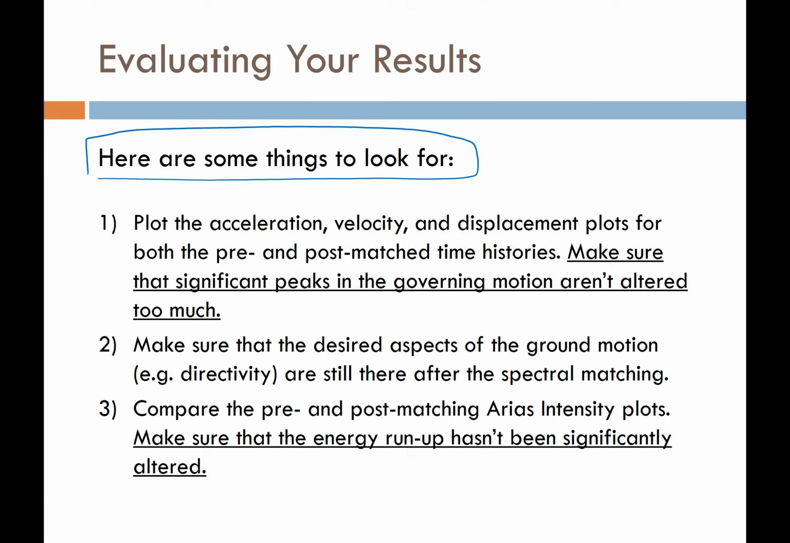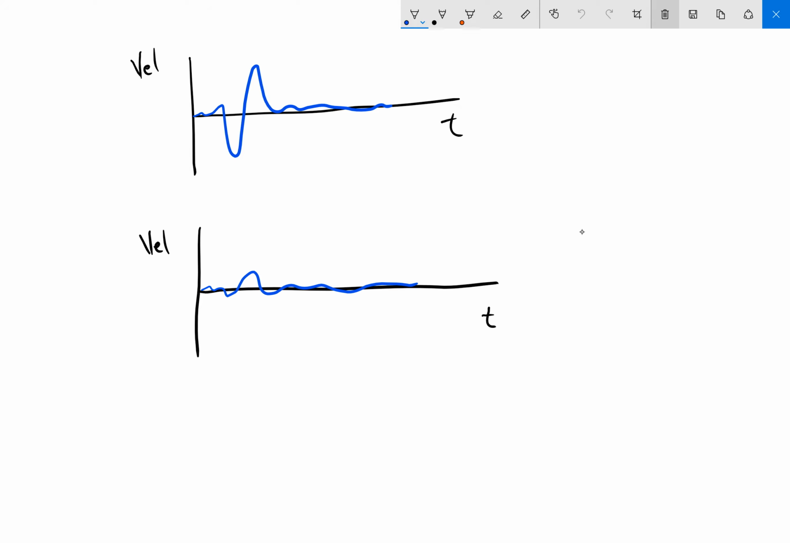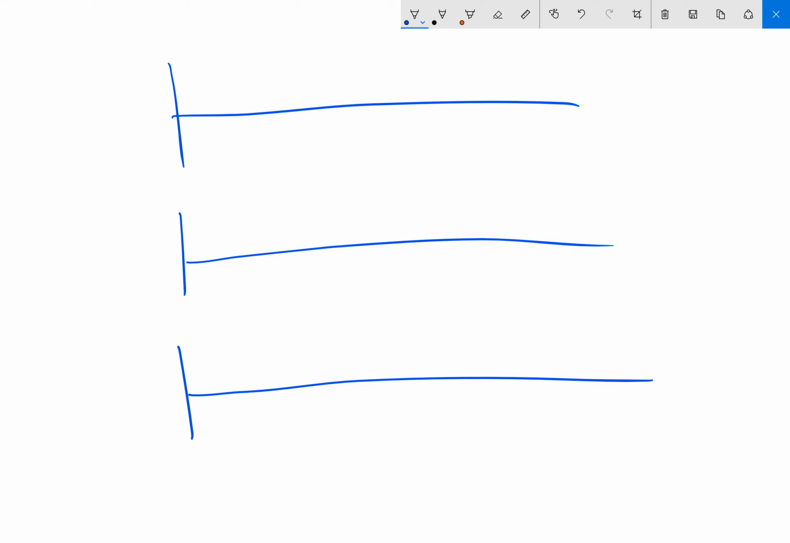One of the first things that they taught me was they taught me to plot the acceleration, the velocity, and the displacement time histories basically right on top of one another. So you have your three plots, 1, 2, 3. One is acceleration, one is velocity, one is displacement, and all have the same time scale.